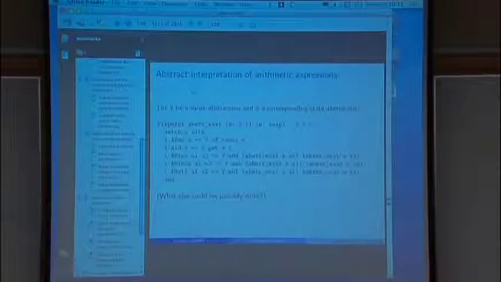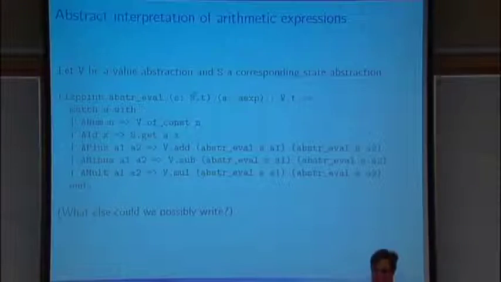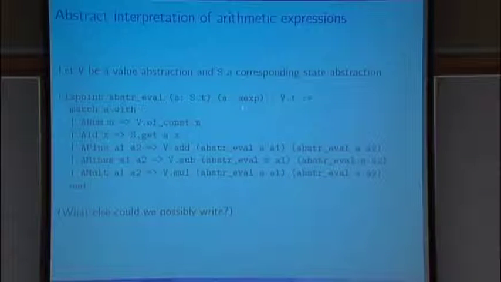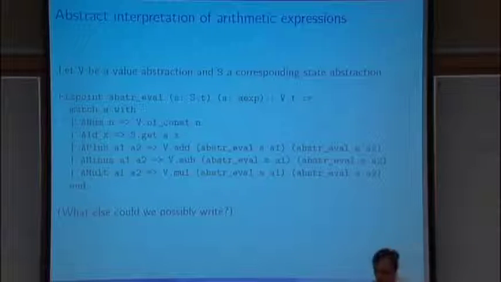So let's see, do I have slides? Yes. So given a value abstraction and a state abstraction, then we can define an abstract evaluator for expressions, which looks a lot like the concrete evaluator, only it uses the operations from V, the value abstraction, and S, the state abstraction. And this is completely canonical. If you have an integer, then you inject it as an abstraction. If you have a variable, you look up its abstraction, its approximation in the store. And for arithmetic operations, you combine abstractions. It's really a no-brainer.